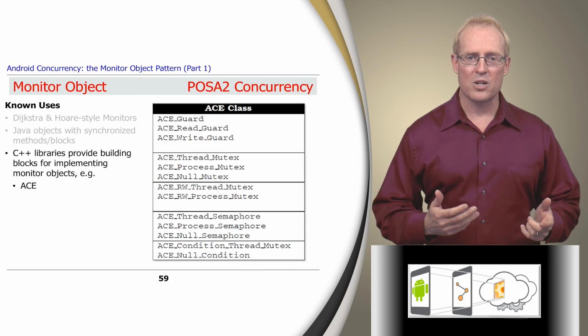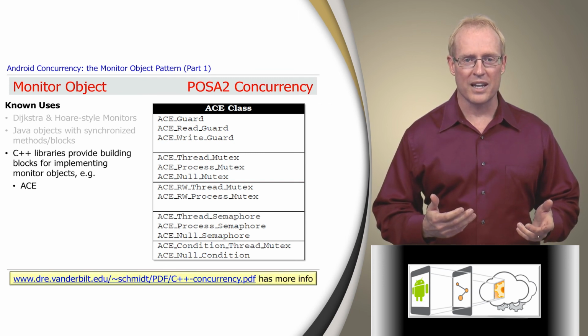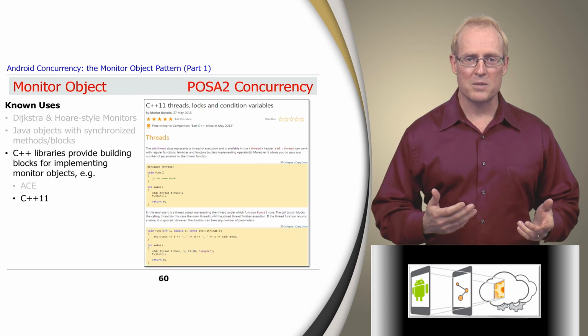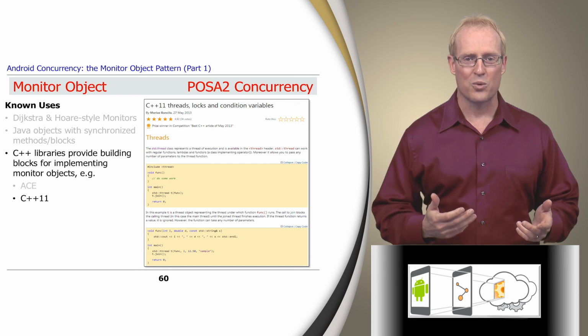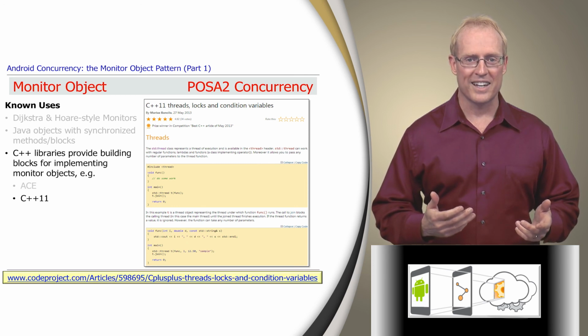C++ libraries also provide portable building blocks for implementing monitor objects. For example, ACE provides many reusable open source C++ wrapper facades for mutual exclusion, or mutex locks, and condition variables that are portable to many operating system platforms, as described at this link. Likewise, C++11 specifies mutex locks and condition variables that enable developers to write multi-threaded code in a standard way, as described at this link.